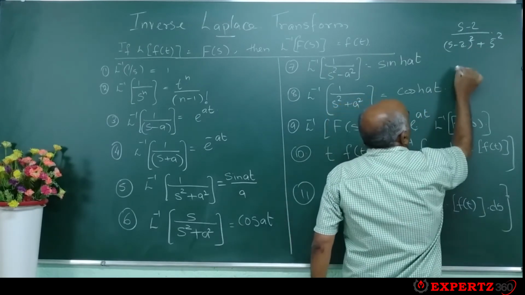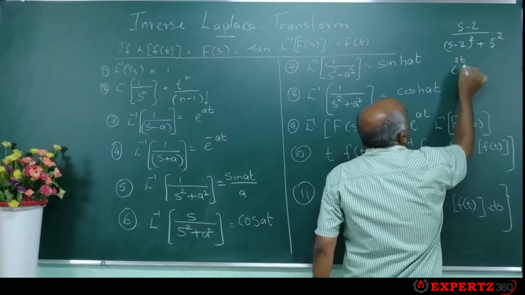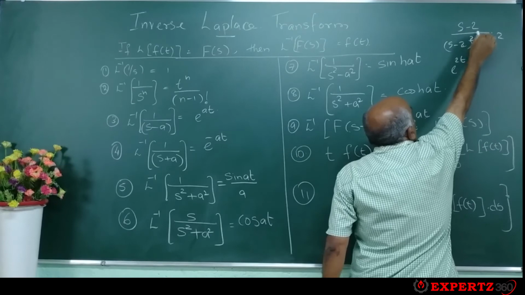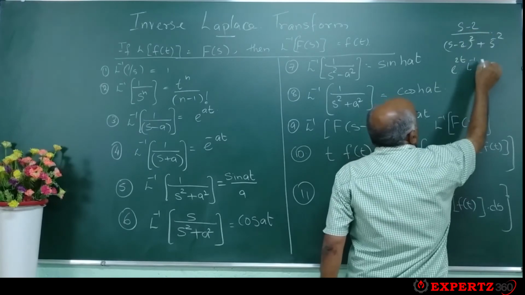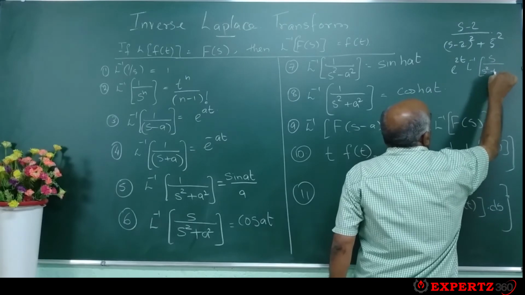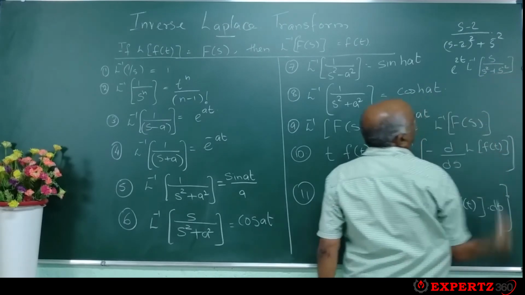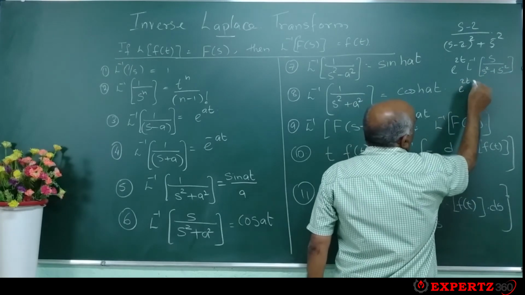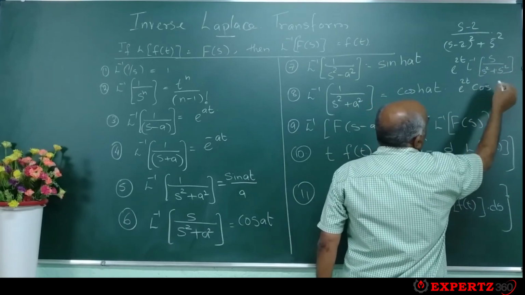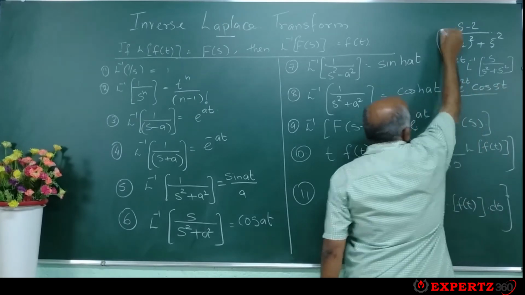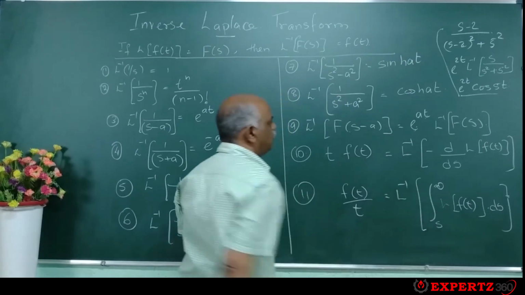This is a. So it is e raised to 2t into Laplace inverse of, this 2 has gone off, Laplace inverse of s divided by s square plus 25. What is this? E raised to 2t, Laplace inverse of this is cos 5t. Clear? This one is the first shifting here.